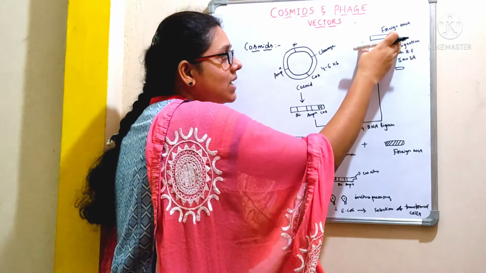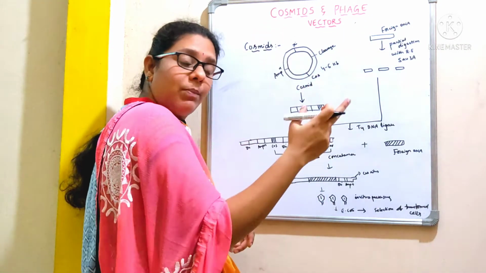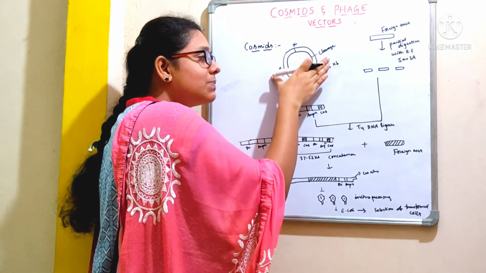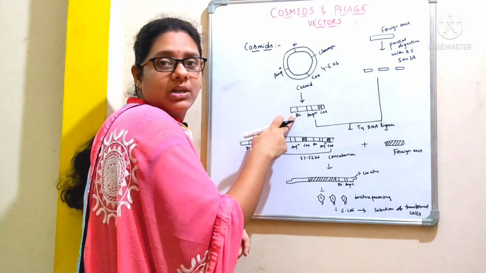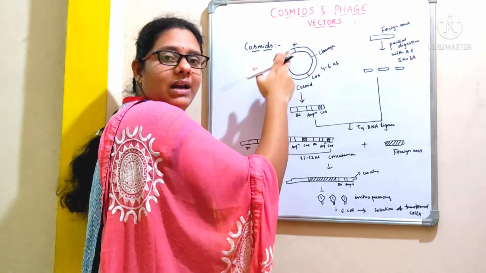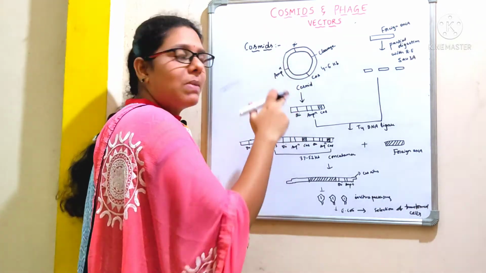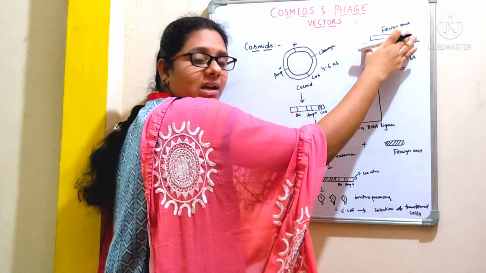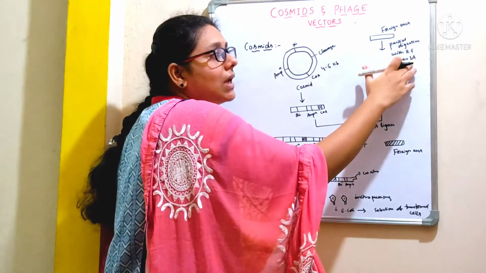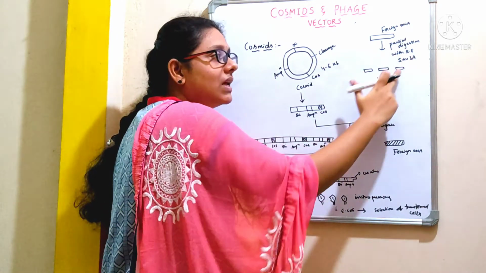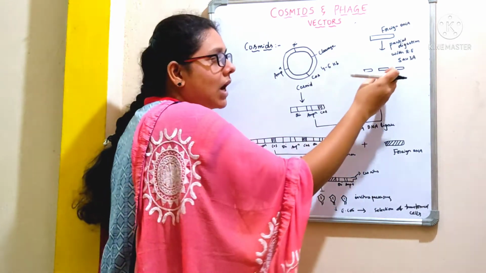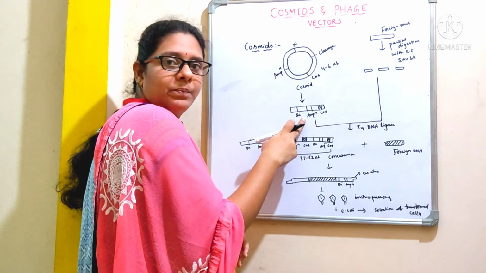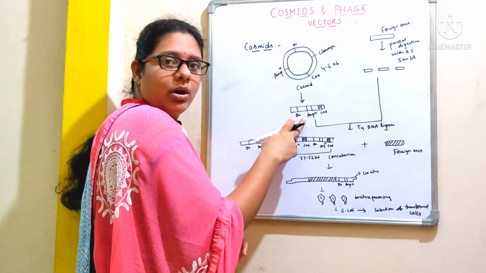Now this foreign DNA is introduced into this vector with the help of an enzyme called T4 DNA ligase. First, this Cosmid is linearized with the help of restriction enzymes. See here, it is in circular form. Now it is linearized by treating it with restriction endonucleases. At the same time, this foreign DNA is also partially digested with the help of restriction enzymes, which will give rise to DNA fragments. Now this DNA fragment is to be inserted into this Cosmid vector to make a recombinant DNA molecule, right?